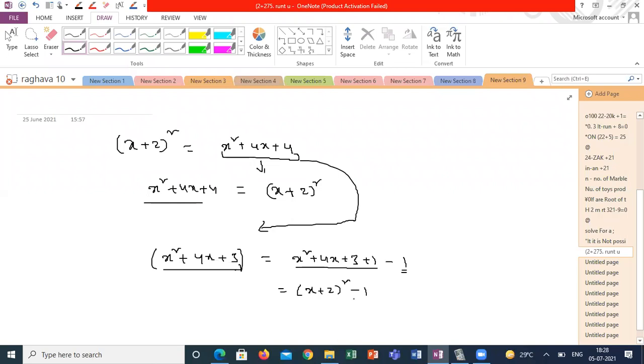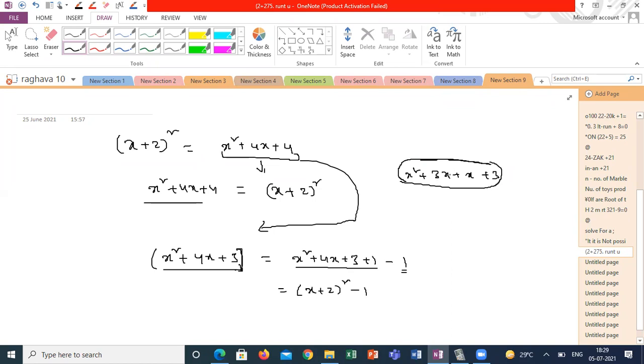Sir, but x square plus 4x plus 3 can be written as x square plus 3x plus 1x plus 3. No, sir, I am just saying, I want to write it as a perfect square. Yes, you can write it as x square plus 3x plus x plus 3, but I am not asking you to factorize. I am asking you to make it a perfect square. What number or expression do I have to add or subtract to make it a perfect square? Understand, I'm not asking you to factorize.